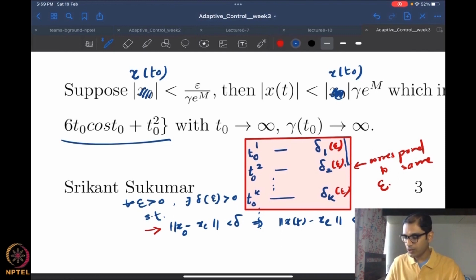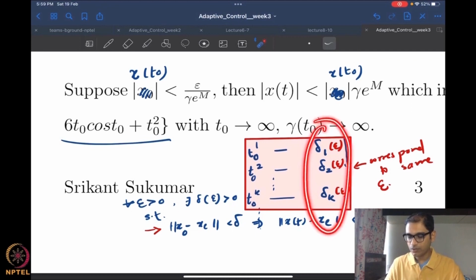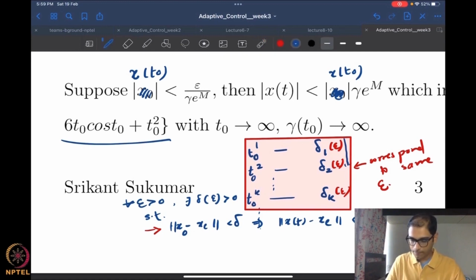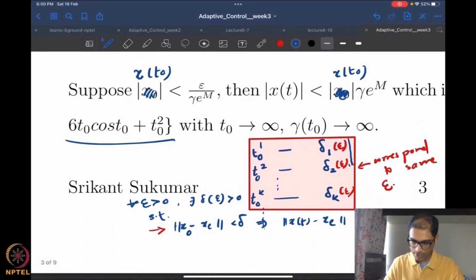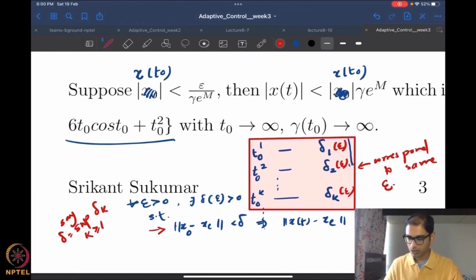Now, usually when you have an infinite collection like this, what are the choices for which one I should choose? The usual choice is the largest or the smallest of these. And because this is an infinite collection, I would say I will take the supremum or the infimum of this sequence. Now let's see what happens if I take the supremum. Say delta equals sup over k of delta k, with k greater than or equal to 1.